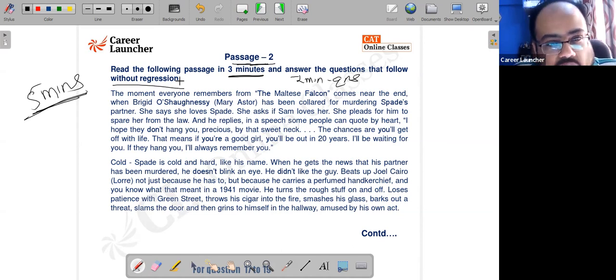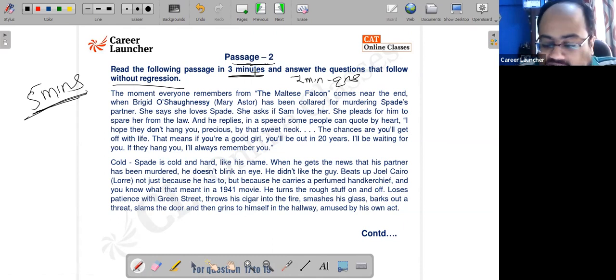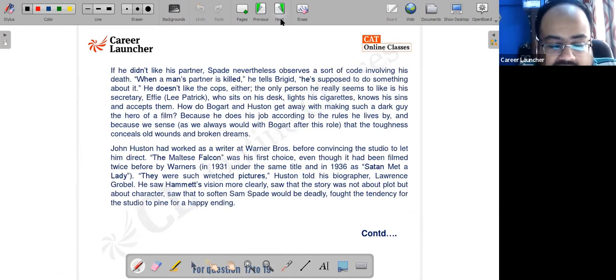As far as possible without regression. This is just an analysis exercise. Even if you get only half the questions right, it doesn't matter. You're just doing an analysis right now, because right now we have to know where we stand. So take 5 minutes, 3 minutes to read the passage and 2 minutes to answer the questions. There are 7 questions at the end. I'll just show you those 7 questions. The first 5 questions, if I'm not wrong, are true and false questions.